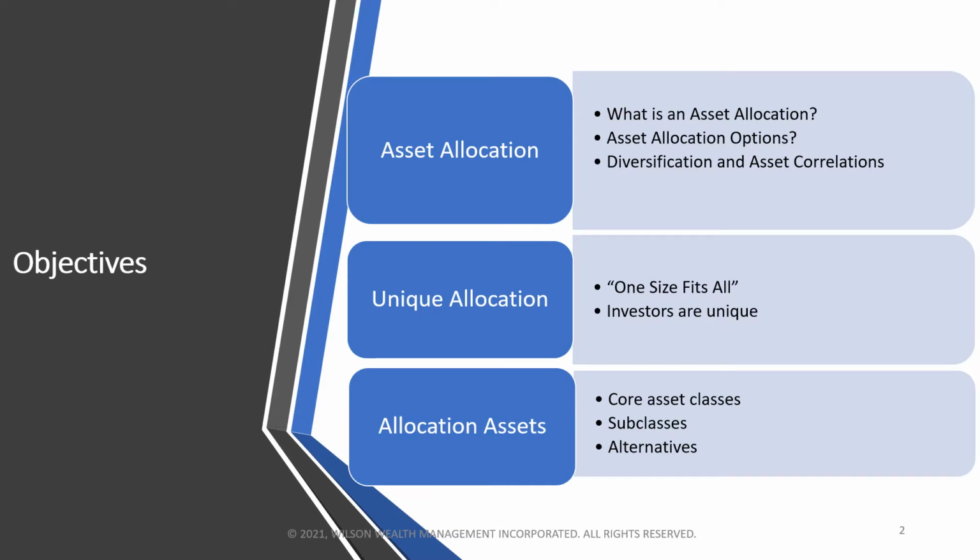The objectives for today are to just look in general at what an asset allocation is and why it should be unique to an individual investor. And we'll finish up with just some thoughts on the assets, or the asset classes, that should be in a typical allocation.